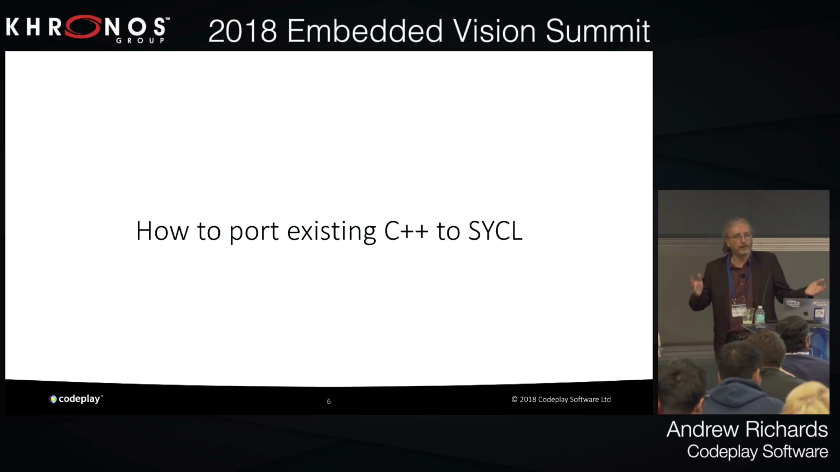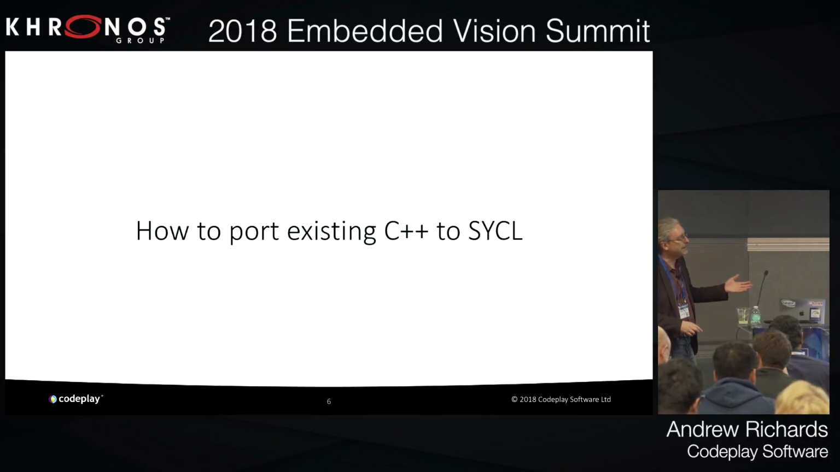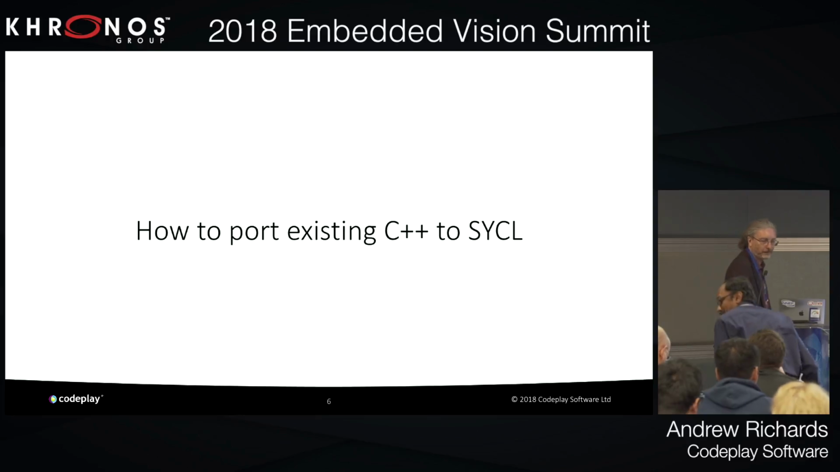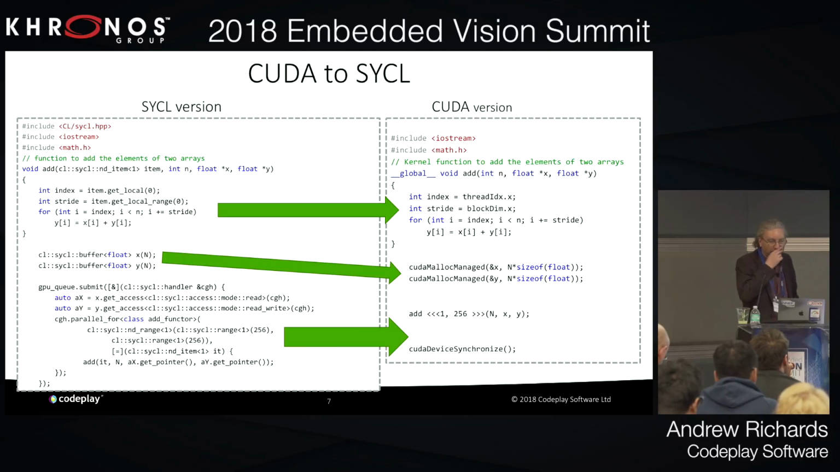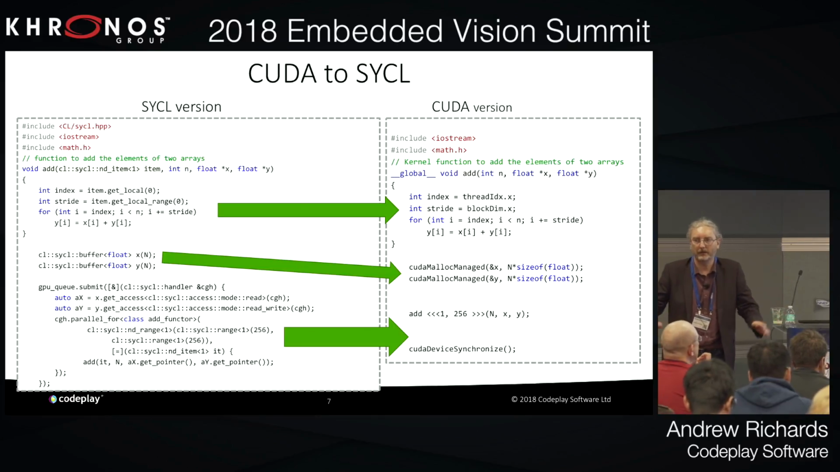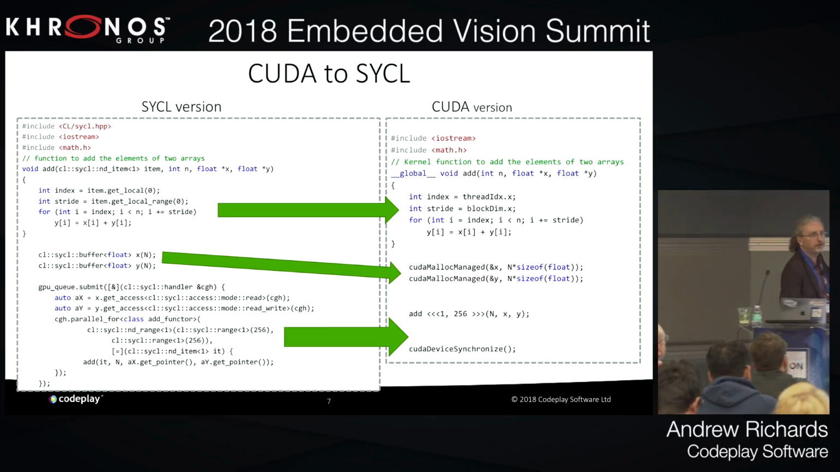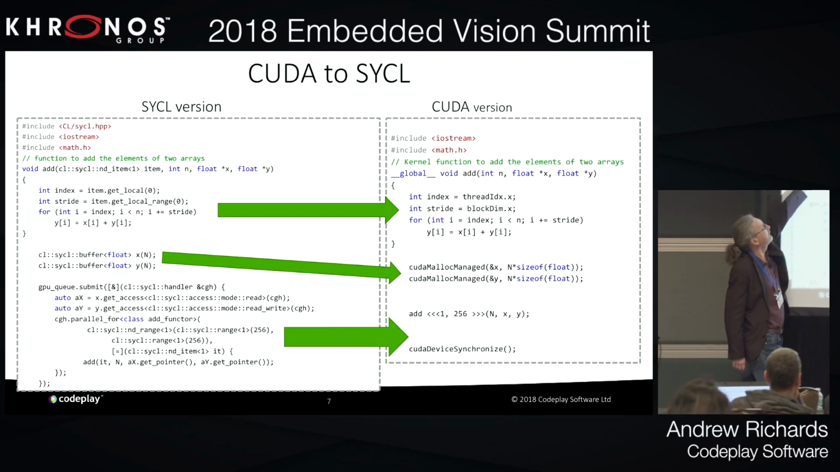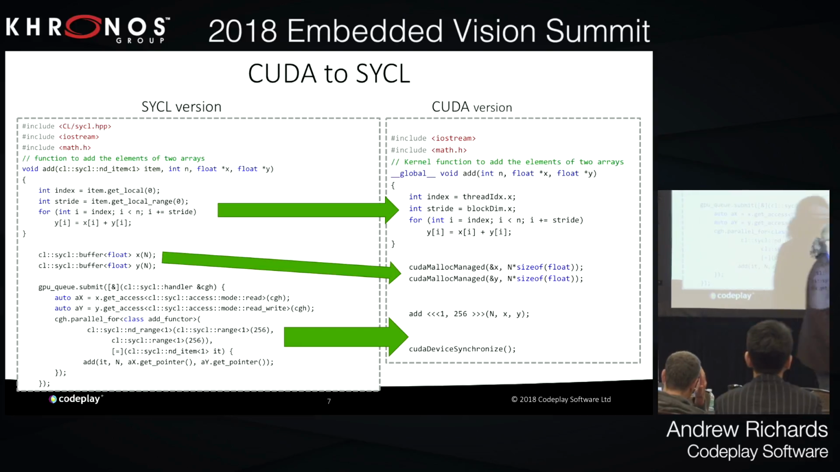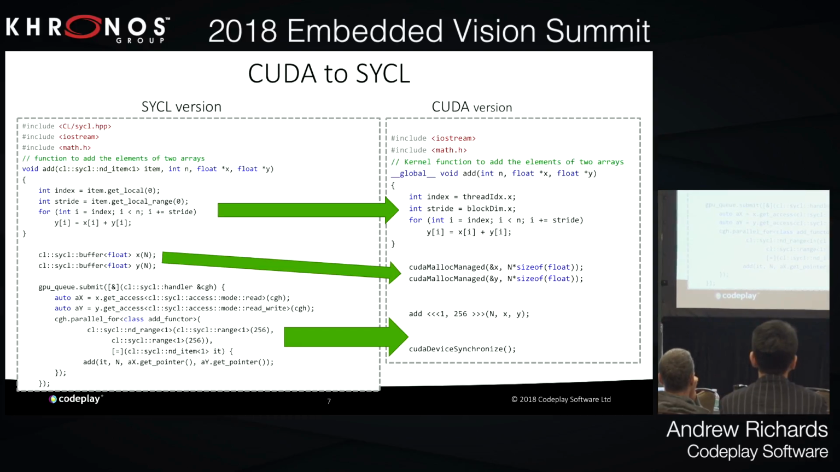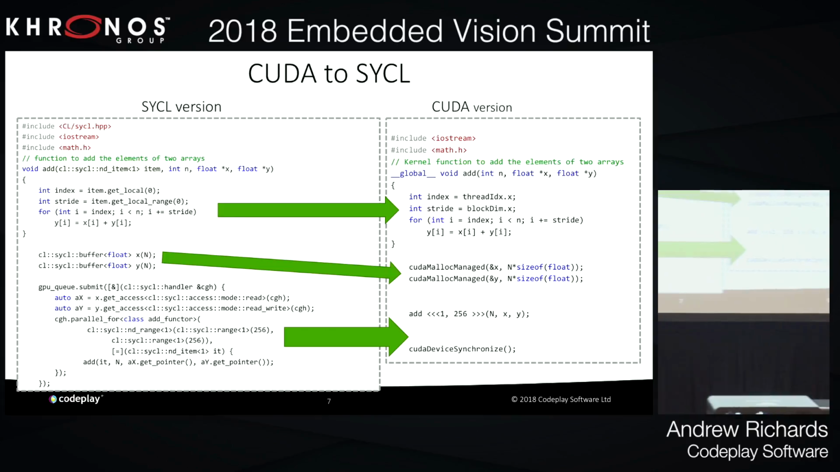So I wanted to give this example of what it looks like to port existing C++ or CUDA code to SYCL, and how SYCL is different from CUDA. On the left is the SYCL version, and on the right is the CUDA version. At first, they look completely different. But if you look carefully, what you'll find is the logic is identical. This is the logic code here in that loop, and this is the logic code here. They're identical. The rest of it is all just boilerplate. It's all handling the communication.